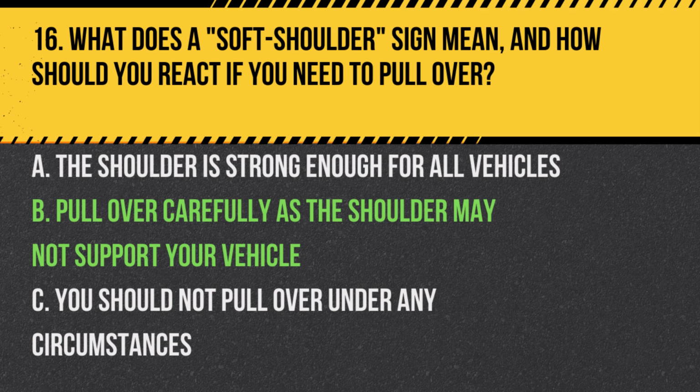Answer: B. Pull over carefully as the shoulder may not support your vehicle. A soft shoulder sign indicates that the roadside is not firm.